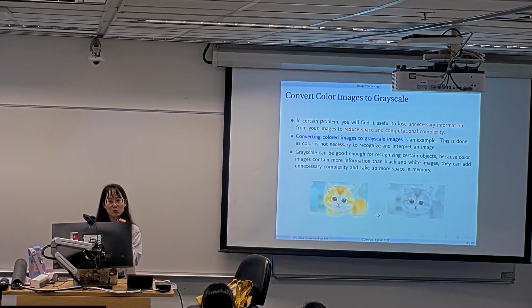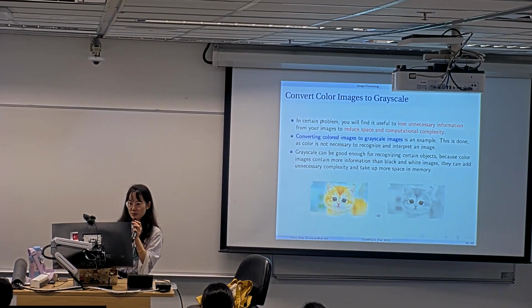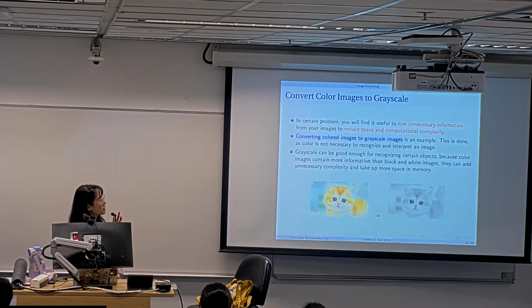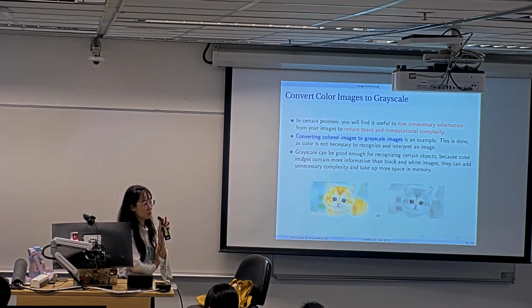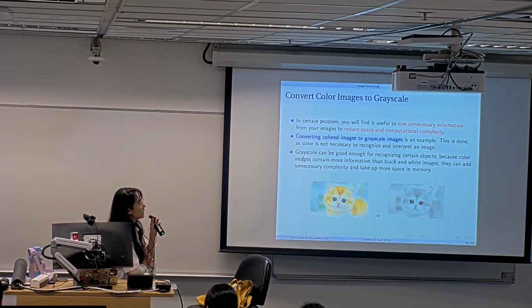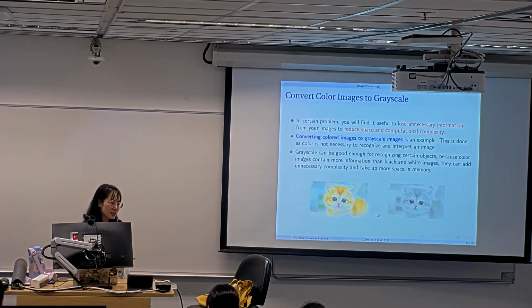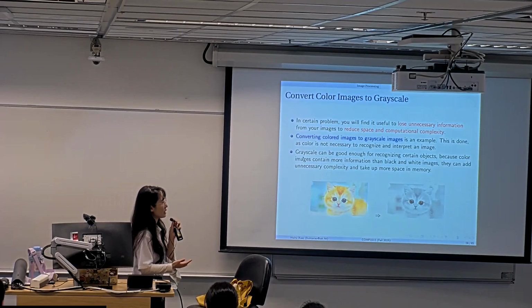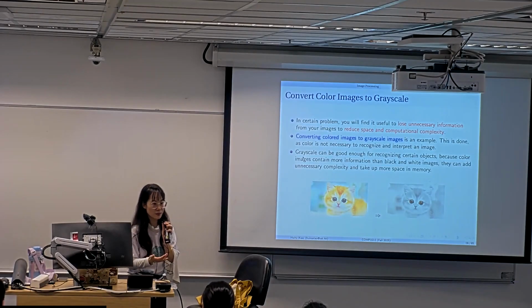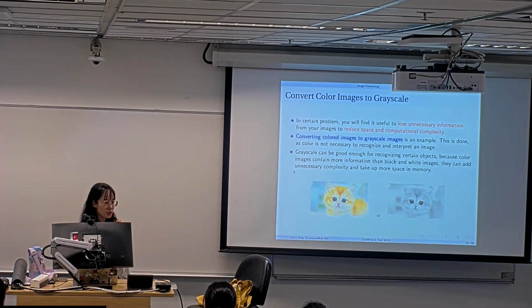And actually, that's why the MNIST data set is some grayscale images. Basically, the color is not useful. And the grayscale, in this case, can be good enough for recognizing some certain objects. The color images, of course, contain more information than black and white. But in this case, they just add some unnecessary complexity and take up more space in the memory. So we can just try to perform this one.